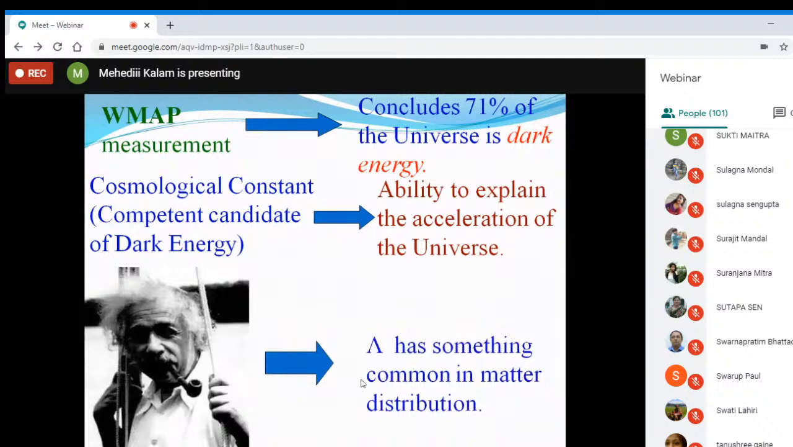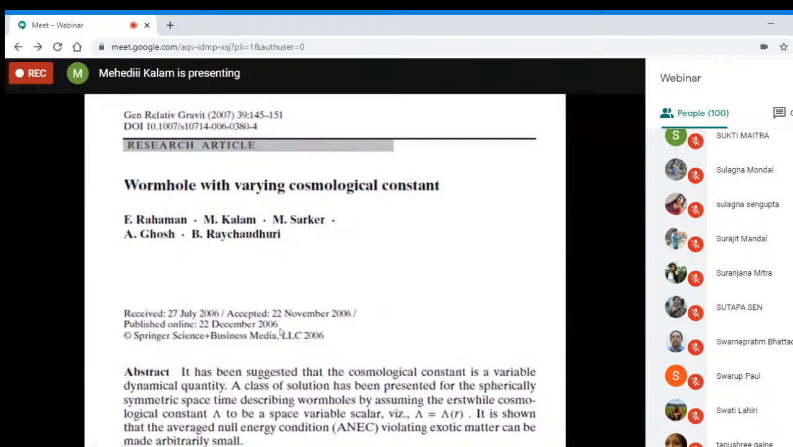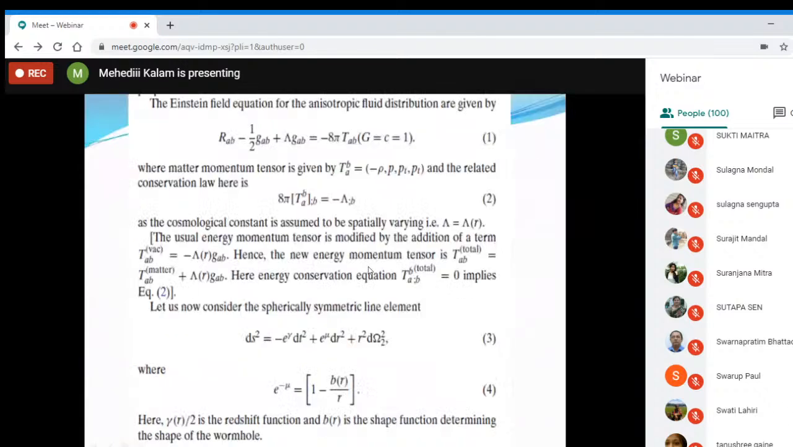Einstein also had some idea that lambda has something in common with the matter distribution. So that's why we are taking that this lambda may be a source of that exotic matter. Of course, here we have taken this lambda as a variable one, and taking that we have shown that the wormhole may exist.